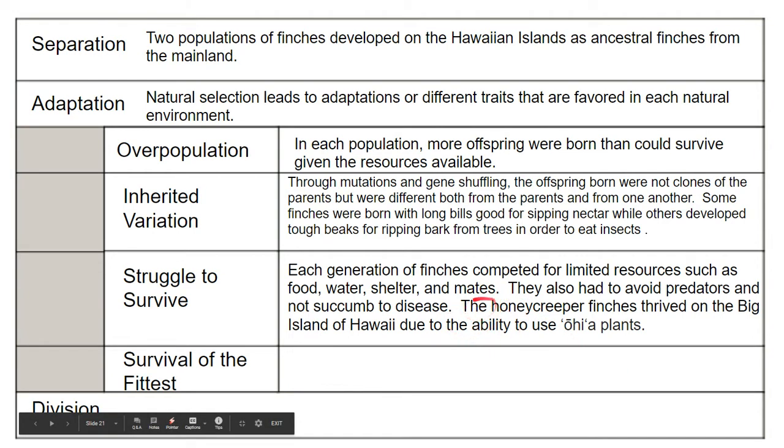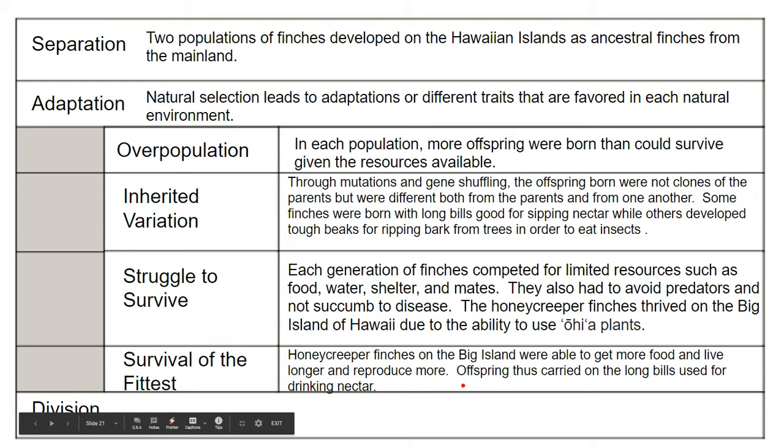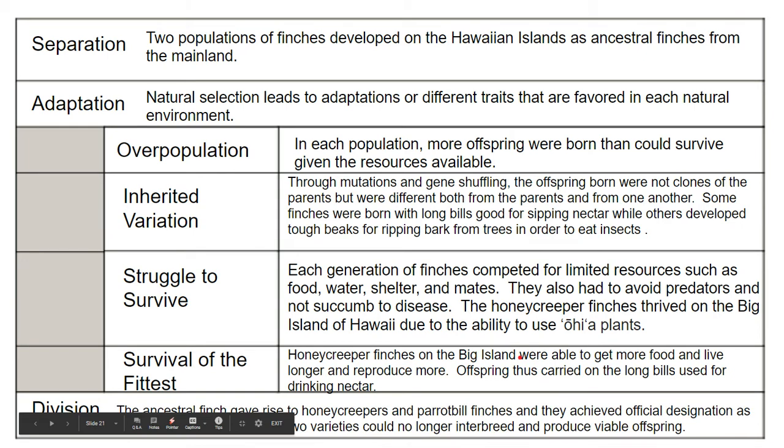So, again, getting into this type, the red honeycreeper one, the honeycreeper finches on the Big Island were able to get more food and live longer and reproduce more. If they can get a lot of nectar, they can get a lot of energy. The offspring thus carried on the long bills used for drinking nectar. And the ancestral finch gave rise to the red honeycreepers on the Big Island and the parrot-bill honeycreepers, and they achieved official designation as a separate species when the two varieties could no longer interbreed and produce viable offspring.